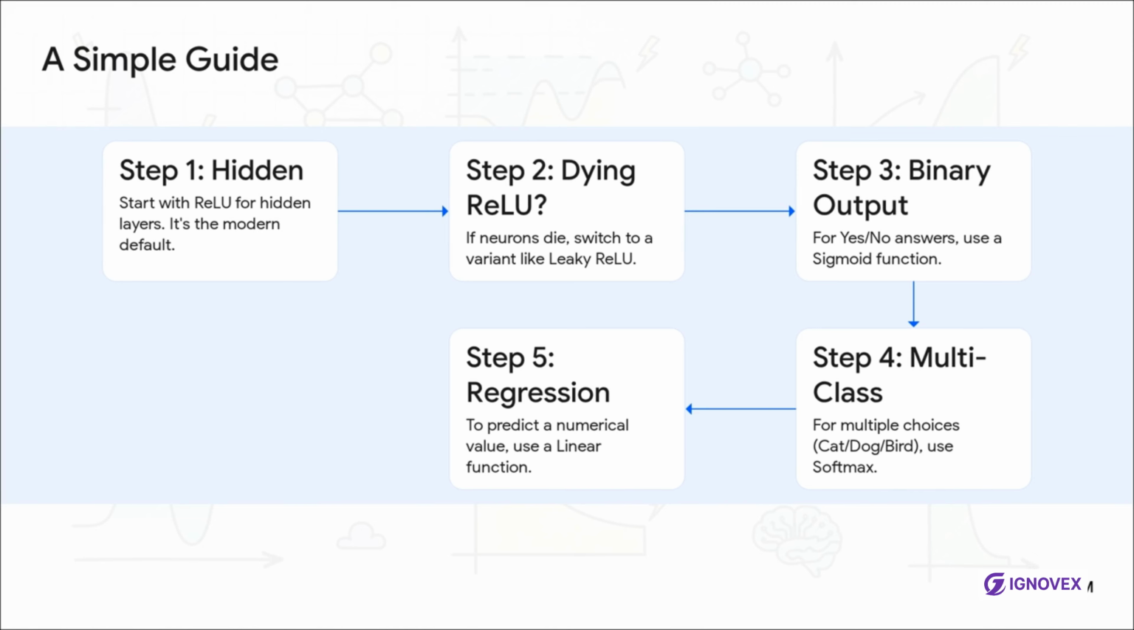Simple. Now for your final output layer, that's where it gets specific to your problem. If you need a simple yes or no answer, that's a job for Sigmoid. If you're trying to choose between multiple options, like cat, dog, or bird, you'll use something called Softmax. It's perfect for taking a bunch of scores and turning them into probabilities that all add up to 100%. And finally, if you're just trying to predict a number, like the price of a house, you don't need anything fancy. A simple linear function is all you need.